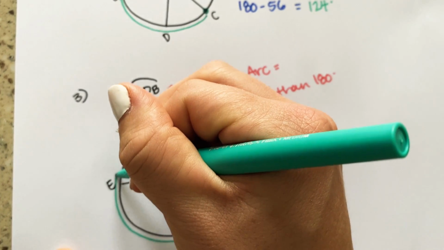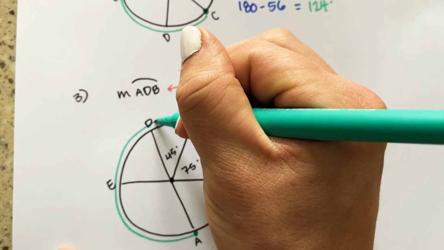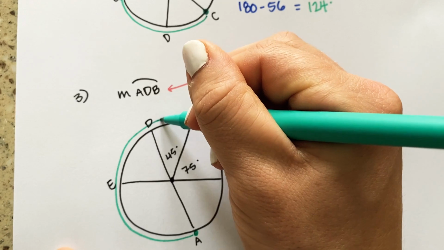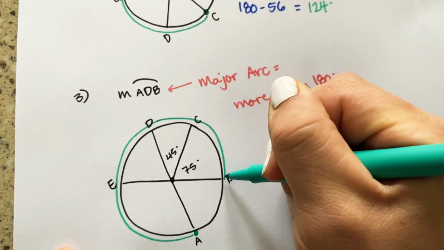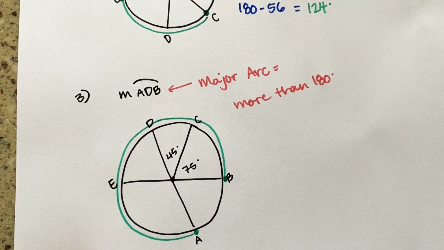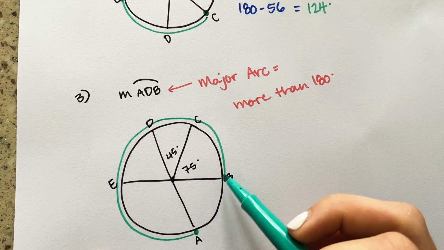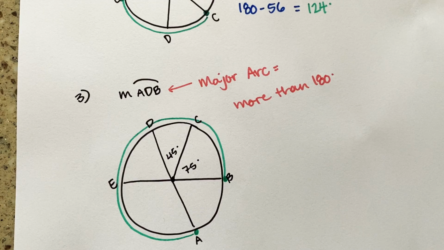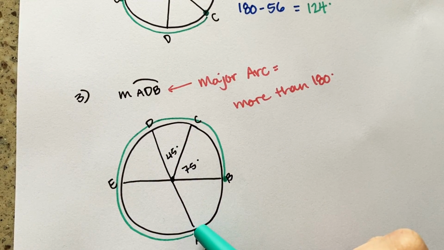Fun fact about me, guys, if I haven't told you already, I'm bad with left and right. So I passed D. I went from A to D. I passed E on my way, and now I'm going to end at B. Okay, this is a huge arc. Is it more than 180? Definitely. This is way more than half of that circle. So we need to find this arc right here.